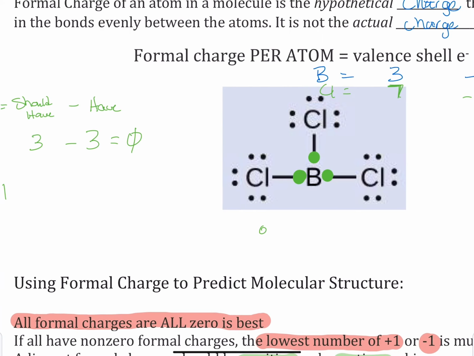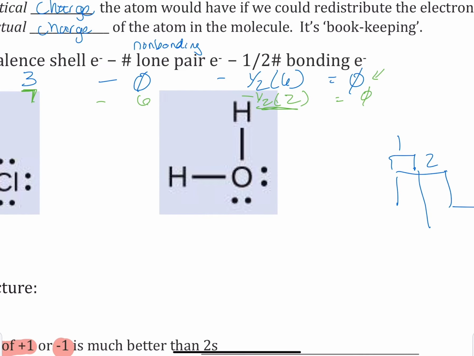And then for chlorine, what should he have? I switched to blue on this one. So chlorine, he should have 7. That's what he comes to the party with. And then we look, we've got 1, 2, 3, 4, 5, 6, 7. Yay, that's also 0. So these two structures I'm doing the examples for, they do both come out to 0.